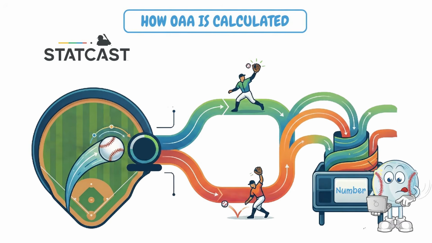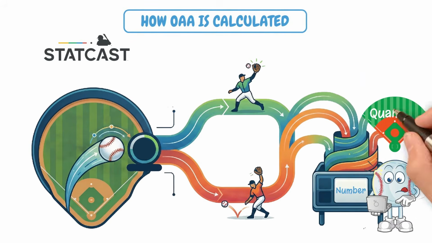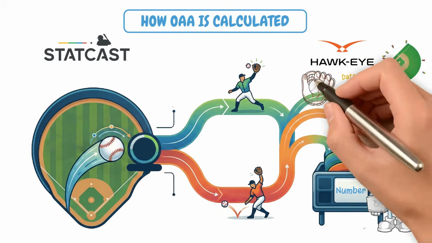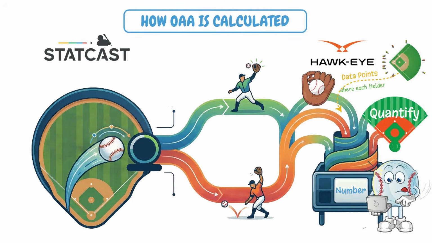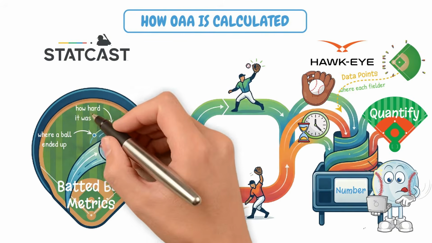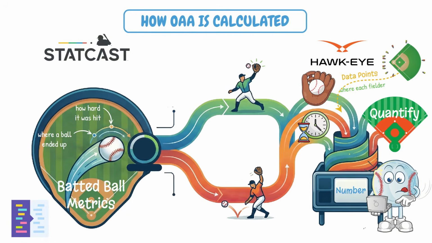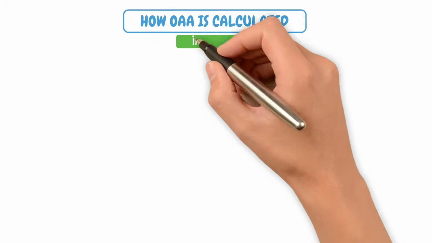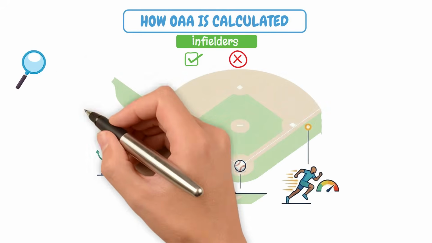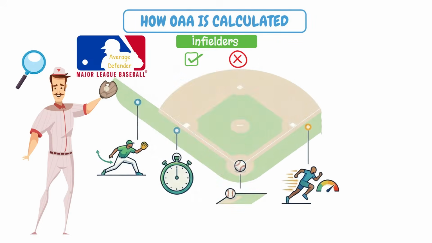Well, with major advances in the way that we are able to quantify the game with the Hawkeye tracking system, we now have data points for exactly where each fielder is at any given point in time during a play, as well as batted ball metrics on where that ball ended up and how hard it was hit. By combining that information in separate ways for both outfielders and infielders, we can now compare what plays are typically made and which are not to determine how good an average major league defender actually is.